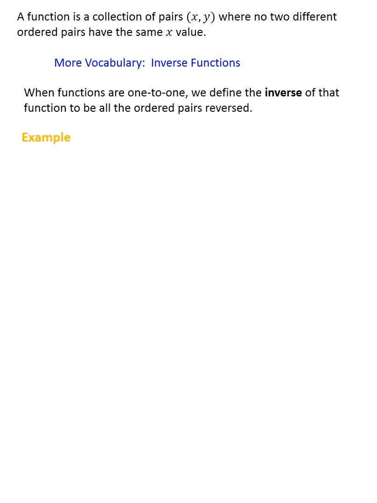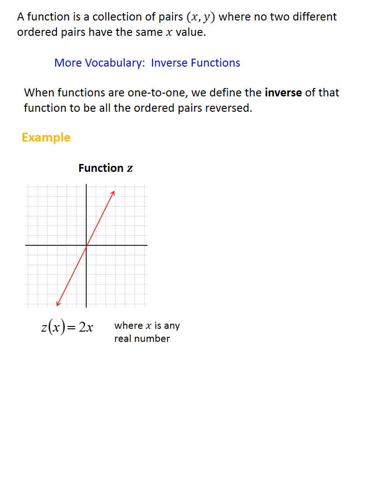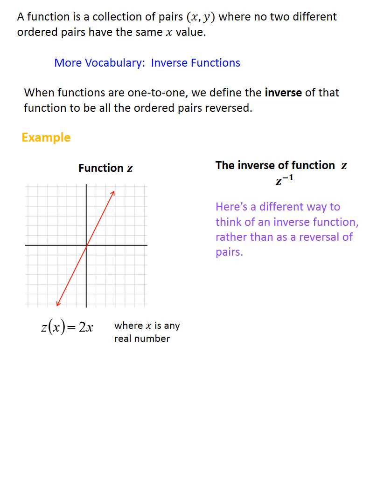Let's look at another example of an inverse function. Consider the function z, the doubling function, that we've seen several times throughout this video. To get a clearer image of what the inverse of z might mean, here's a different way to think about an inverse function. Yes, it is a reversal of pairs, but it has a different purpose that sheds a little bit of light on why it was created and what the actual intuition is behind an inverse function.